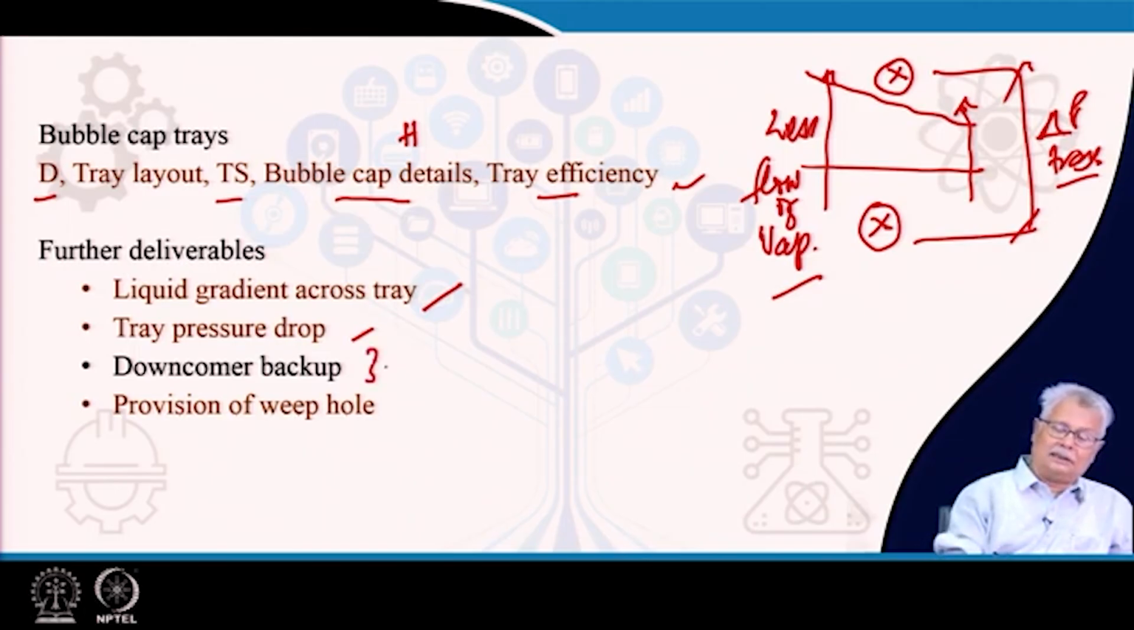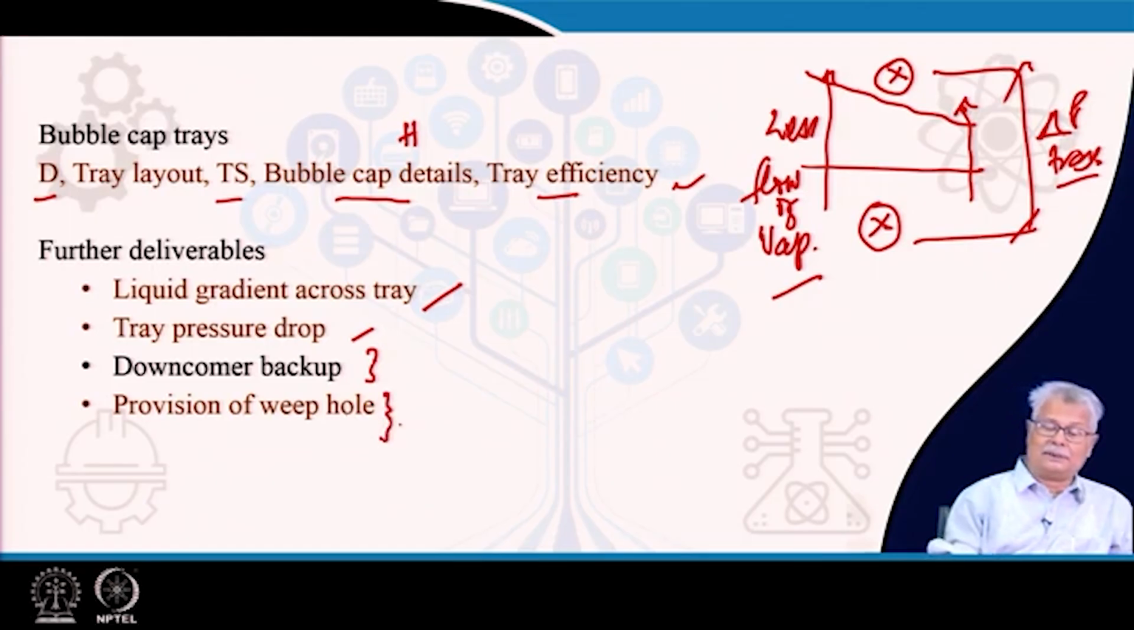While designing the sieve tray with downcomer, the details of how to find the backup in the downcomer and how exactly it affects the performance of a tray have been told to you. So, we are not going to repeat it.